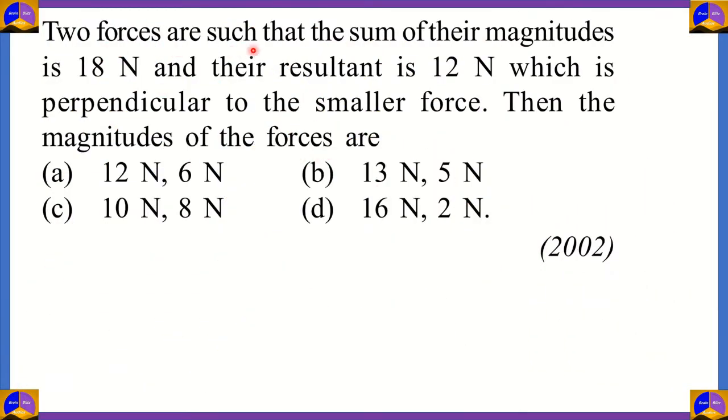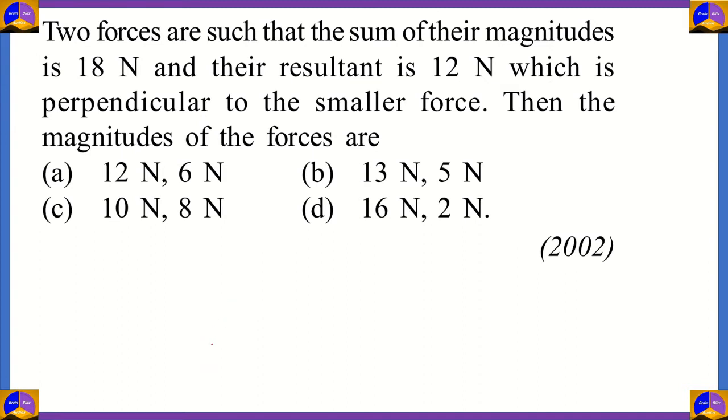Two forces are such that the sum of their magnitudes is 18 newtons and their resultant is 12 newtons. The resultant is perpendicular to the smaller force. Then the magnitudes of the forces are: A 12.6, B 13.5, C 10.8, D 16.2. So how do we solve this question? Well, in order to solve this question, we need to draw a vector diagram.